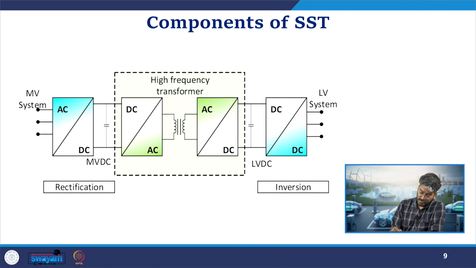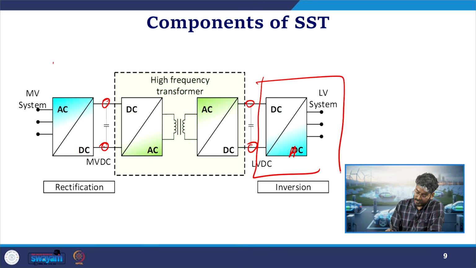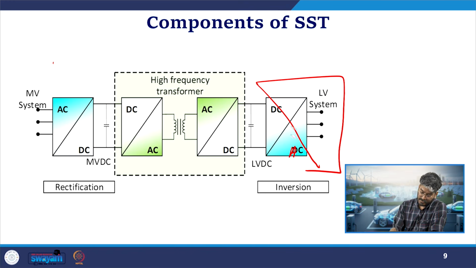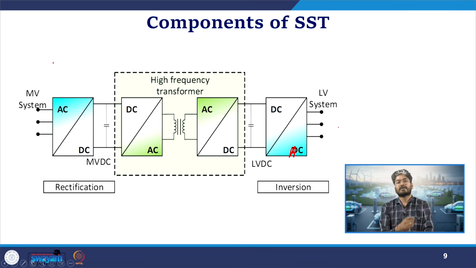And I can eliminate the conversion. Suppose I do not have any low voltage AC load to be connected, then I can eliminate that stage of conversion. I can end the SST at this point. So I can have an LVDC which will be connected to DC loads or electric vehicle charging loads. This SST is nothing but the use of the conversion stages which we have already discussed, that is AC to DC and DC to AC. Those can be used in our SSTs as per the application requirement.